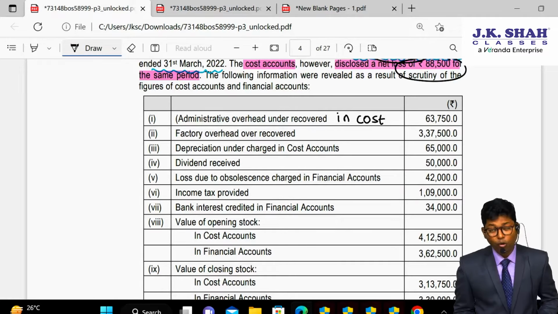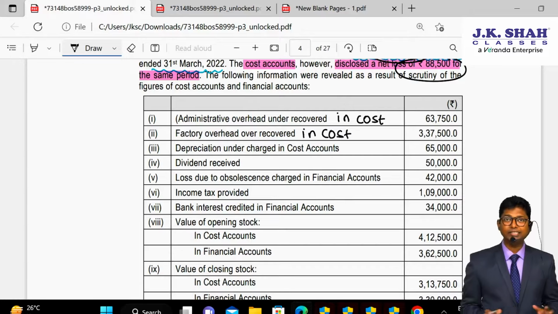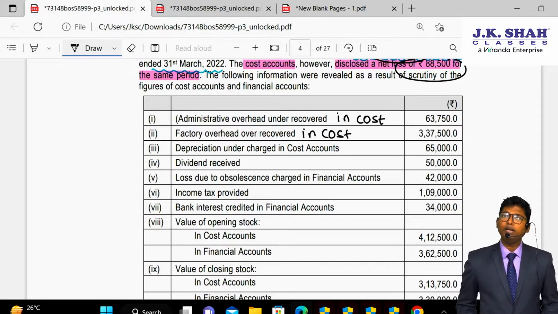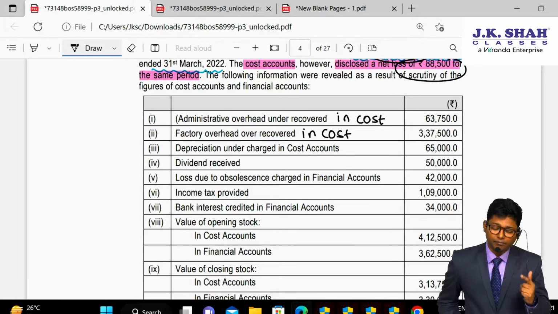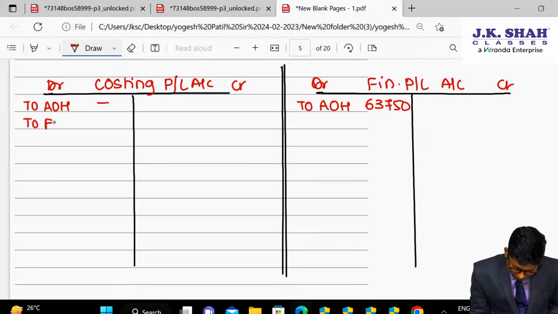Factory overhead over recovered in cost. Whenever nothing is mentioned, it is in cost, because recovery absorption takes place in costing also. Now factory overhead over recovered means they have recorded on the higher side in costing. That means they are under recorded in finance.